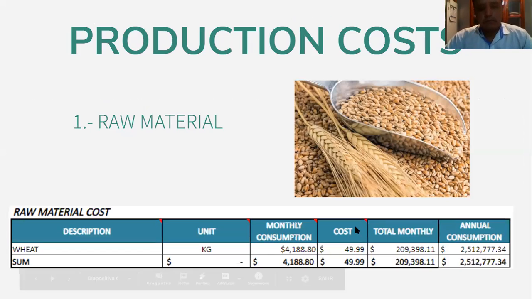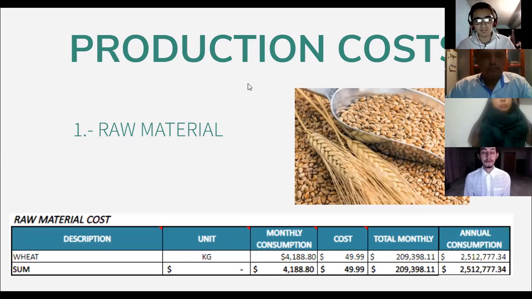And then we have here the production cost. This budget is divided in 4 categories. The first one is the raw material. I think it is the most important point because it is what we are going to use in the production. As you can see, the company is going to use wheat, and they are going to use water, but it is related with another chart.